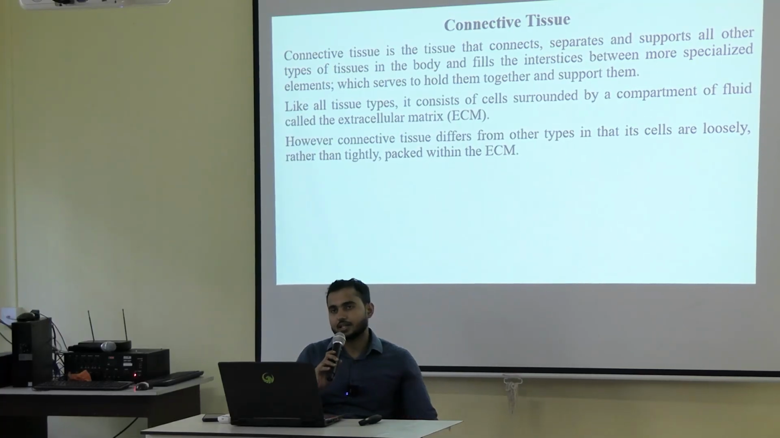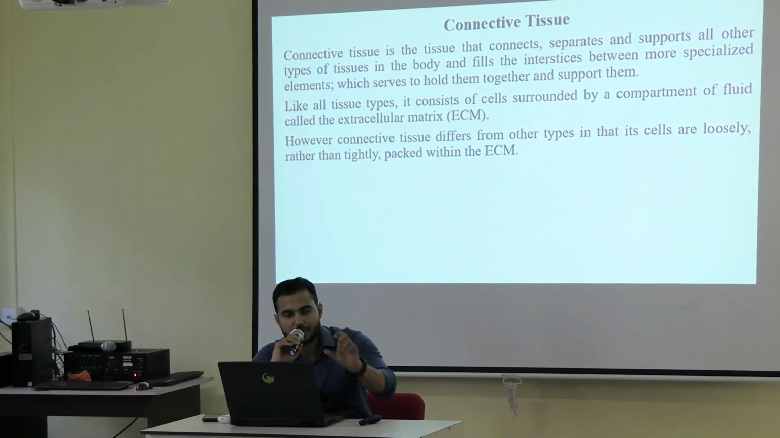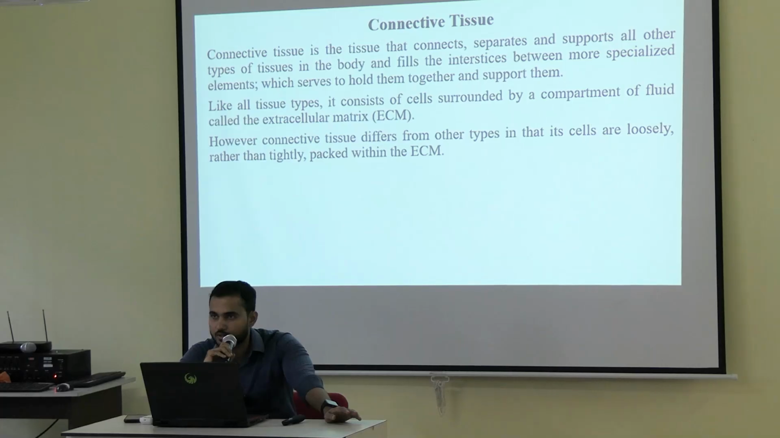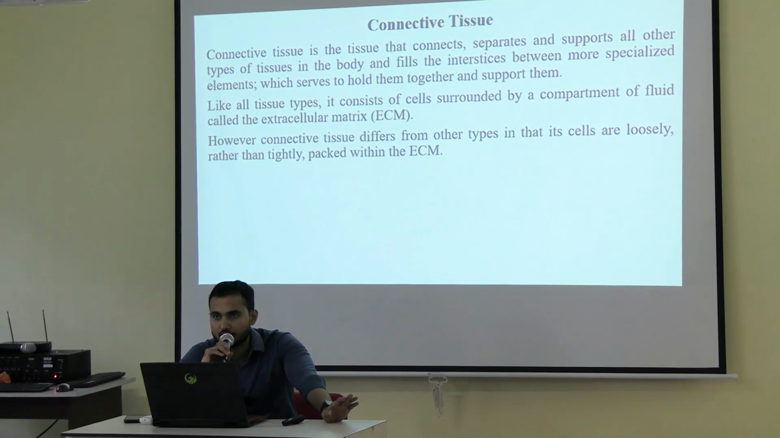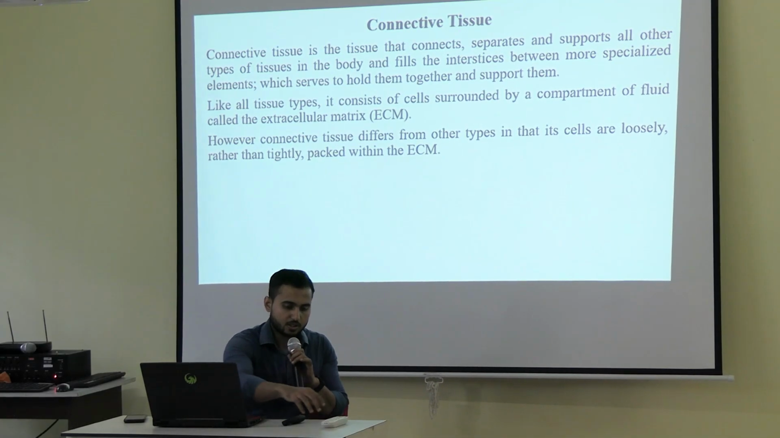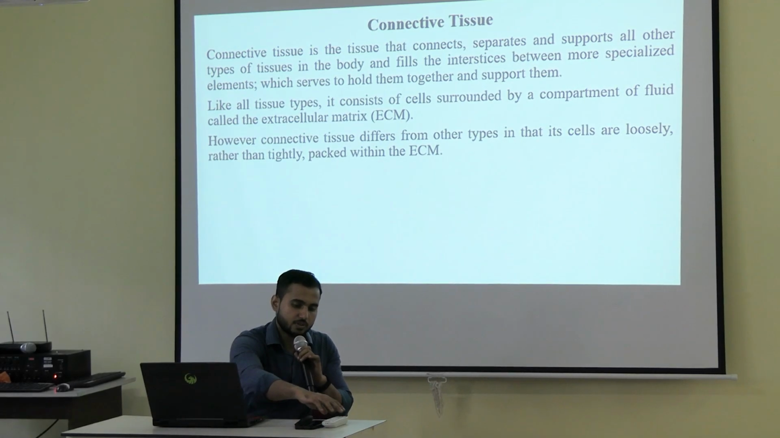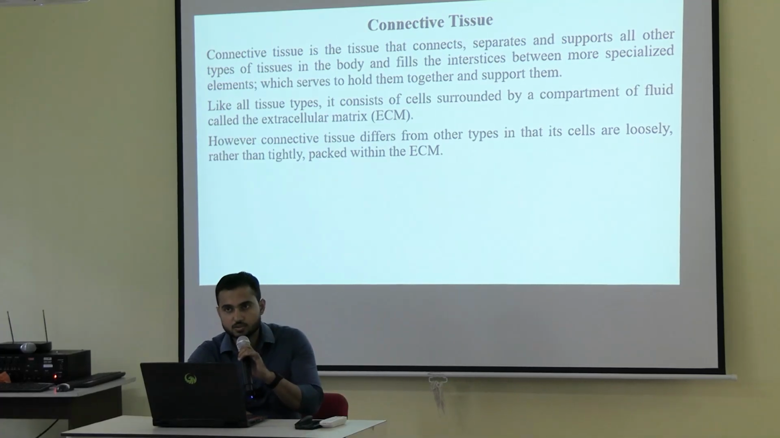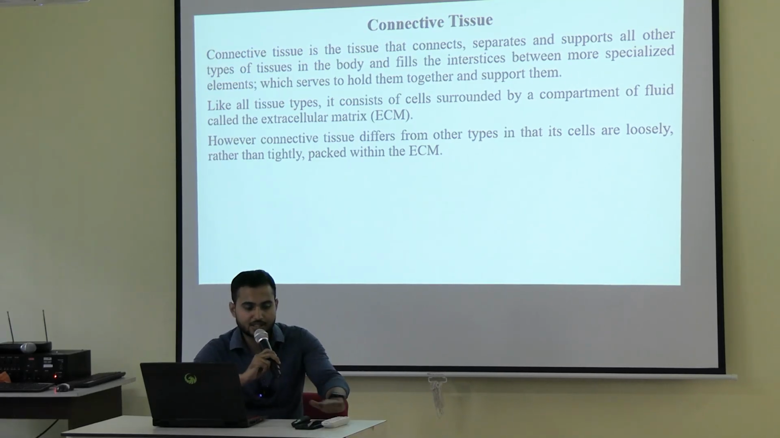So by definition, connective tissue is a tissue that binds, separates, okay, which will bind, which will separate all other tissues of the body. Along with that, it will fill the interstices between the more specialized element to bind them and to support them together. ठीक है, इसका मतलब क्या है? Suppose 2 different types of tissues are there. Now this connective tissue, what it will do, either it will bind these 2 tissues, or it will separate the 2 tissues. Along with that, it will fill the interstices.